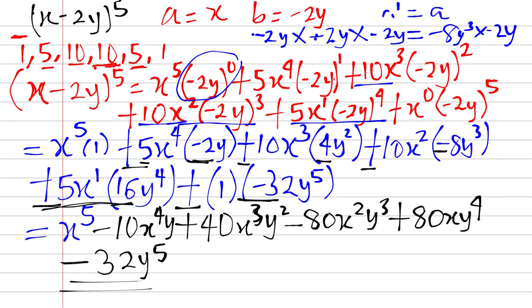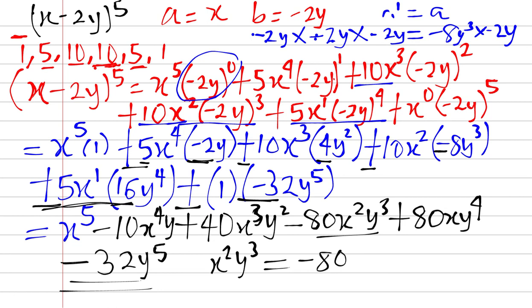Now let's see, the question says find the coefficient of x squared y cube. What will be the coefficient? You can see which one is x squared y cube here. This one. Are you seeing that now? So what will be the coefficient? The coefficient is minus 80. You cannot pick 80 because of this minus. So your answer will be minus 80. Do you understand that now? So that is your answer for x squared y cube.